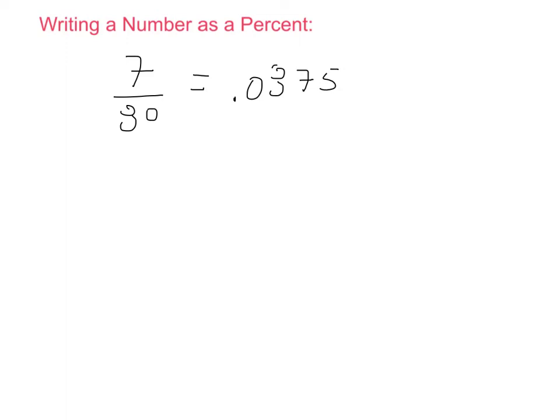So now that I have it written as a decimal, it would be easy to change that to a percent. Again, I'm going to move the decimal place 2 places to the right. So 1, 2, and that will leave me with 8.75%.